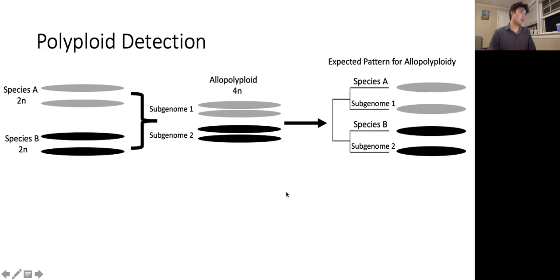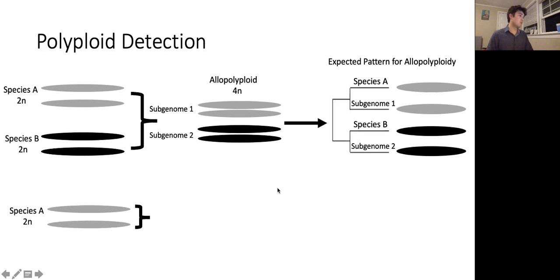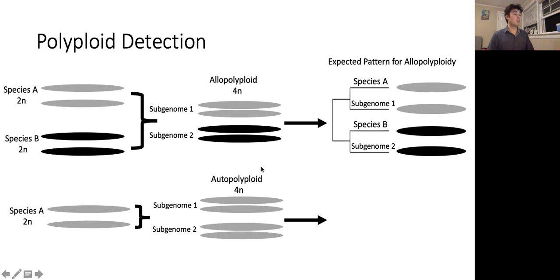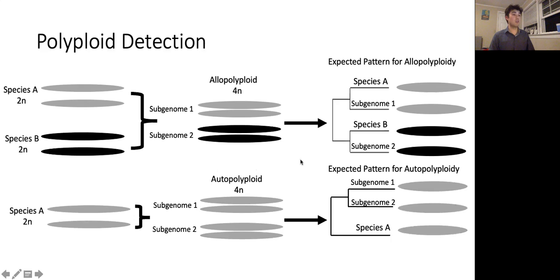In an autotetraploid, for example, you could have a diploid species A that undergoes a duplication event, and now you have two subgenomes. And the expected pattern for the autotetraploid may look something like this, where subgenome 1 and subgenome 2 are more closely related to each other than to the extant species A.